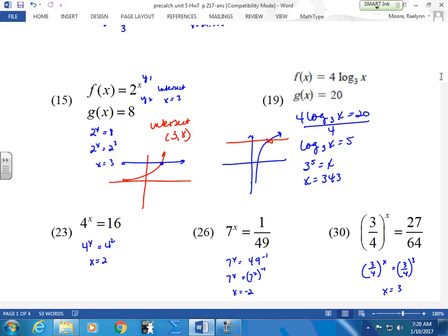Flip that one. It says 243. That's because it is 243. Thank you. Feel free to correct me at any time.